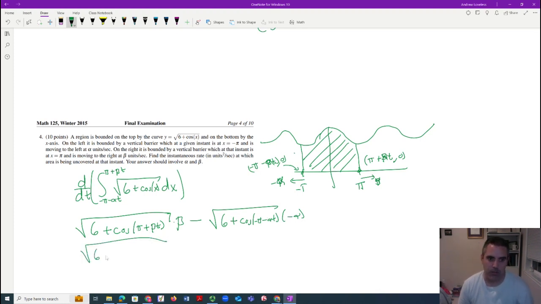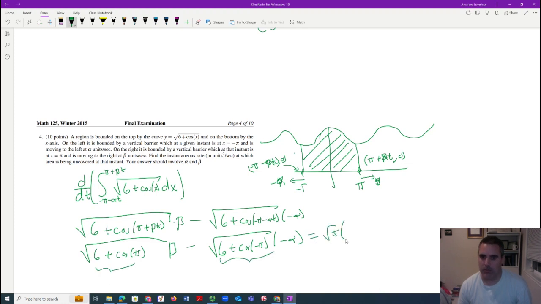And that's going to be the square root of 6 plus cosine of pi times beta, minus the square root of 6 plus cosine of negative pi times negative alpha. And so this is the square root of 5, and this is the square root of 5. So you get the square root of 5 times beta minus negative alpha. So you get alpha plus beta times the square root of 5.